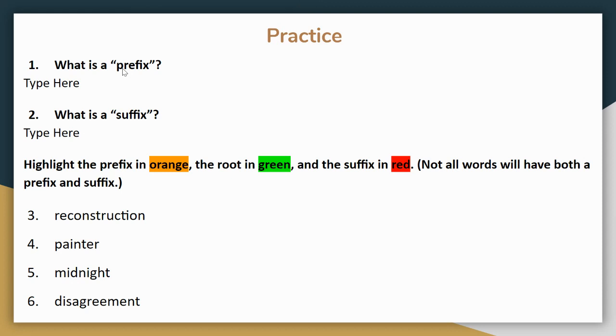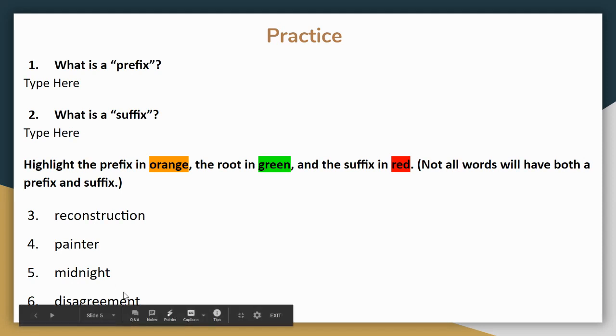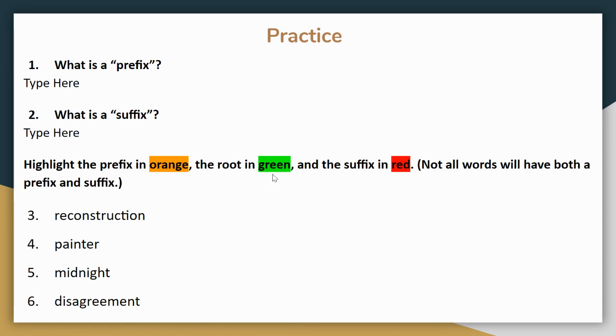What is a prefix and what is a suffix? Those are two different things. Then you will look at 4 words where you will be highlighting the prefix in orange, the root in green, and the suffix in red. Please note that not all of the words will have both a prefix and suffix. Some will have all 3, and others will just have a prefix and a root, or just a root and a suffix. You'll use the highlight tool to highlight these different parts.